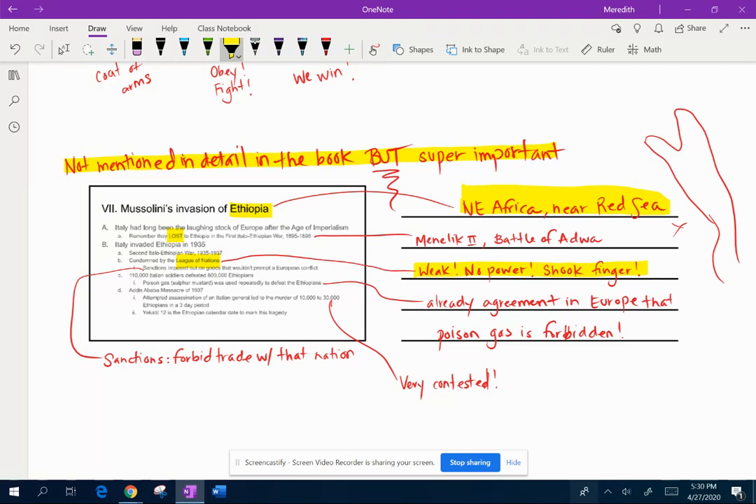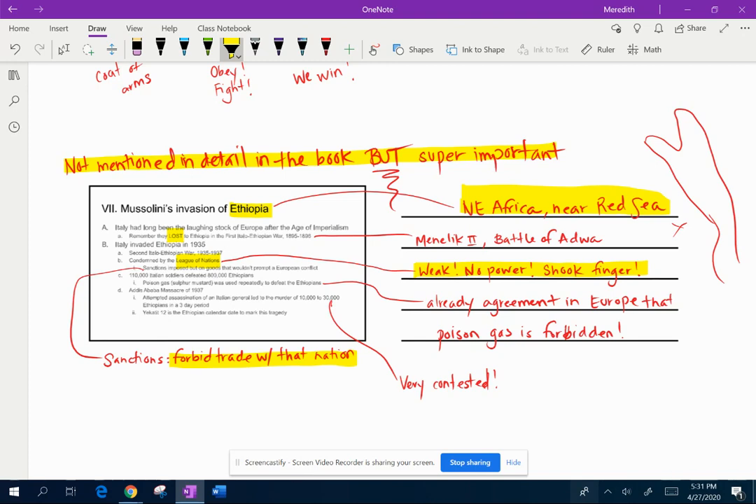And so the League of Nations, an international peacekeeping organization whose goal was to prevent war, sanctioned Italy. Sanction is when you forbid trade with that nation and you forbid important goods to go into that nation. And so the League of Nations put sanctions on Italy, but they didn't put them on goods that might actually start a war within Europe. So 110,000 Italian soldiers go in and defeat 800,000 Ethiopians.